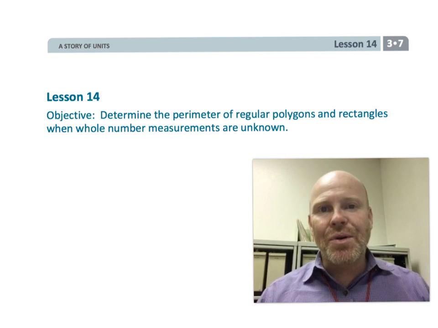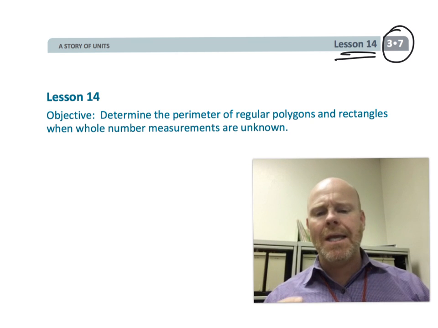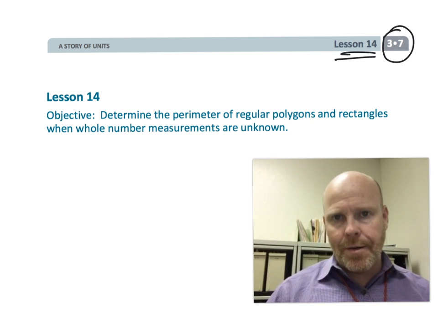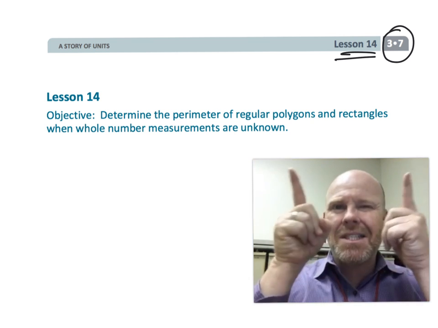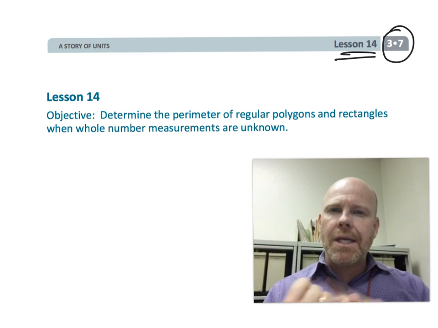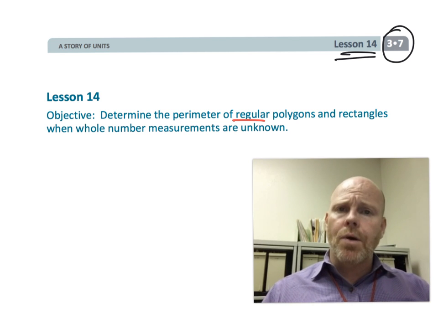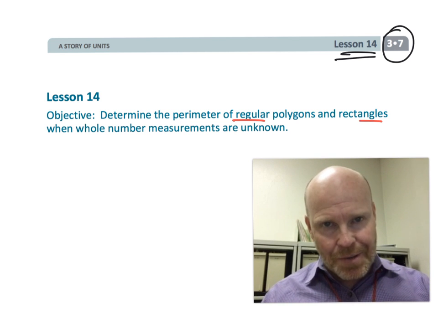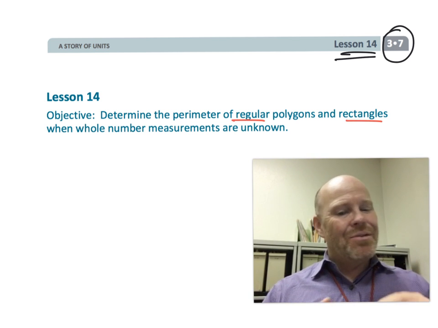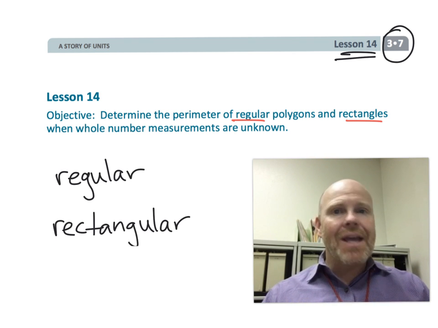All right, this is third grade, Module 7, Lesson 14, and in this lesson, students are going to be determining the perimeter of a variety of shapes, but this time we're going to be throwing in some key words. One word that we're going to be using today is regular, and then the other word we're going to be using is rectangular. Those words are very similar, regular and rectangular.